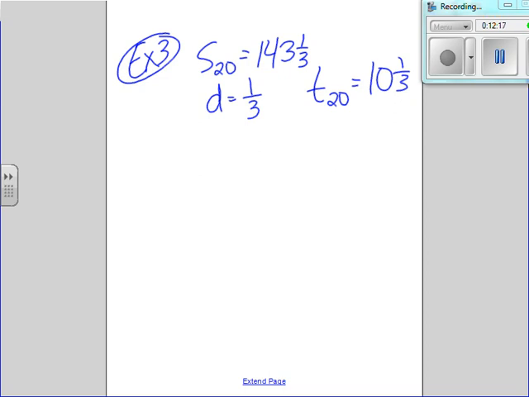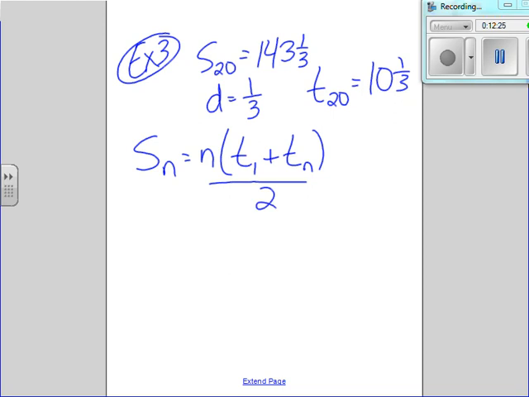And that is, I'm going to try and use this formula. Whenever I can, I'm going to try and use this formula because, frankly, it's simpler. So I'm going to go ahead and try and figure out what I have and what I need. So do I have what S of 20 actually equals? Yes, I do. So that's good.